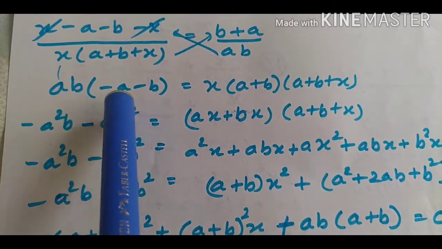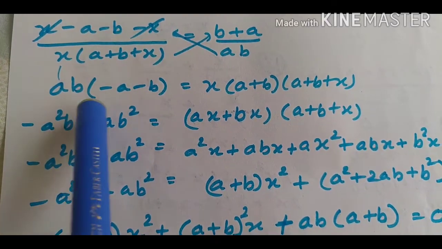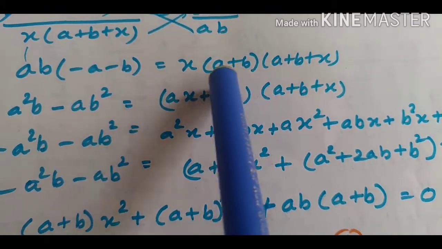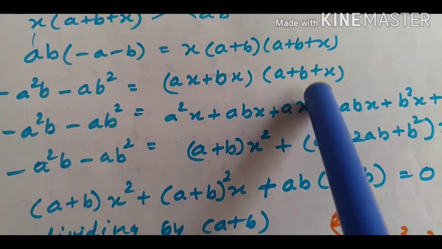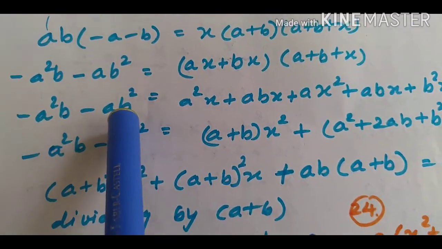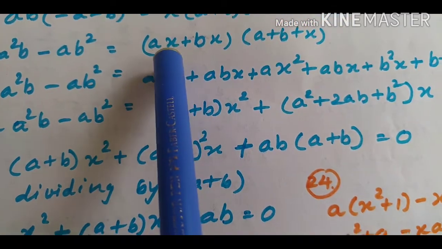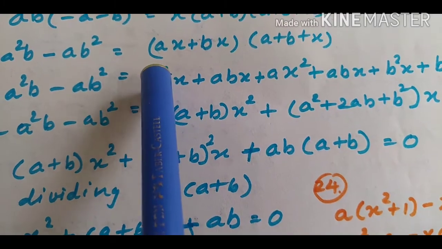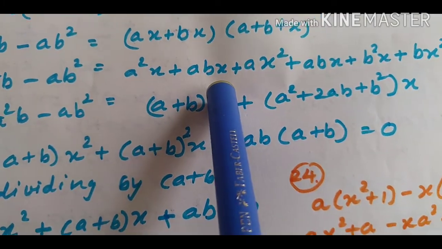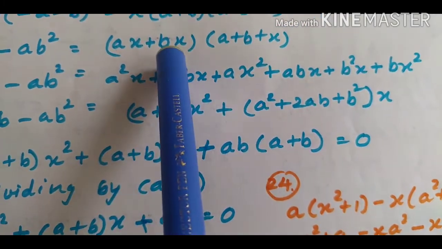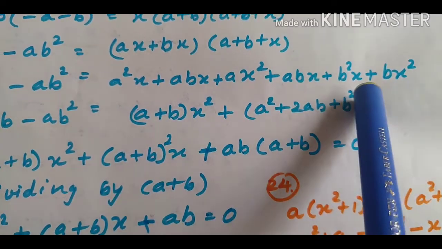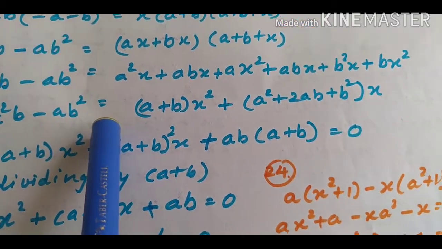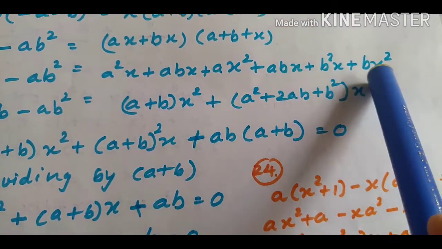Now multiplying inside, minus a square b minus ab square, and here ax plus bx, and this bracket as it is. Next step, the same on the left side: this term with all three, this term with all three. So I get a square x plus abx plus ax square plus abx plus b square x plus bx square. The left side is still the same. Just observe these terms here.